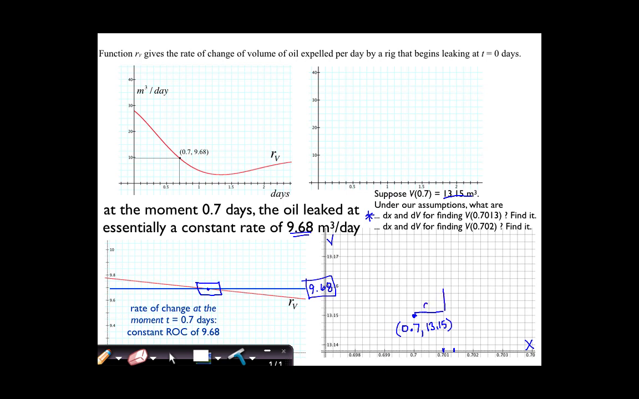In terms of labeling this, my dx and my dv, dx is the horizontal, dv the vertical, I'd have a new amount of oil by the time I got to the end. But what's just dx? If I go forward in time to 0.7013.